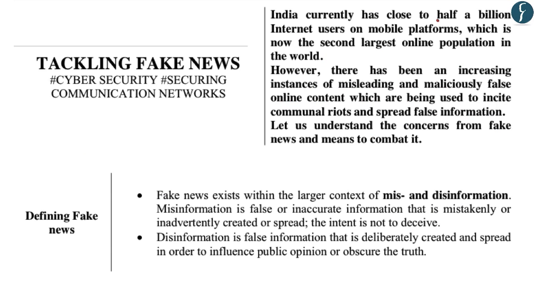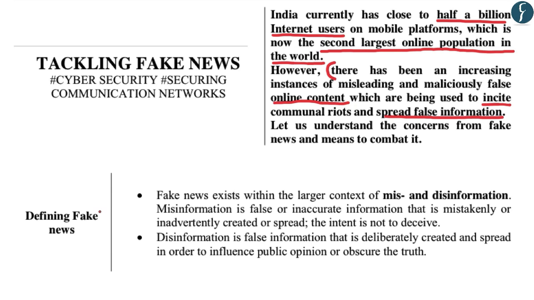Now, India currently has close to half a billion internet users, which makes India the second largest online population in the world after China. What has happened is that there have been increasing instances of misleading and false online content, and this false online content is being used to incite communal riots, spread false information, and create animosity among various groups in India.